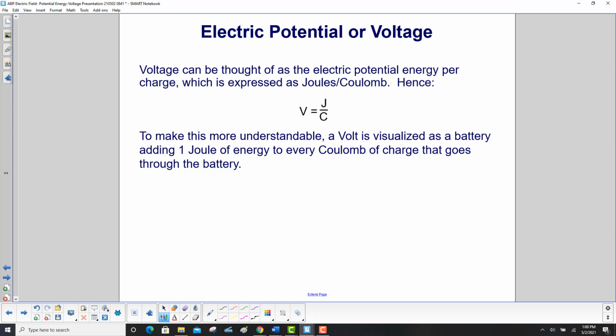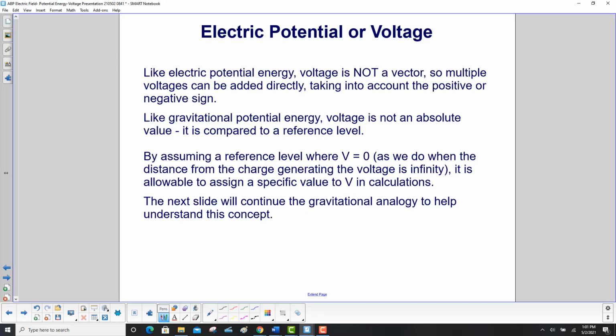Voltage can be thought of as the electric potential energy per charge, which is expressed as joules per coulomb. Hence, 1 volt is a joule per coulomb. To make this more understandable, a volt is visualized as a battery adding 1 joule of energy to every coulomb of charge that goes through the battery. Like electric potential energy, voltage is not a vector, so multiple voltages can be added directly, taking into account the positive or negative sign.